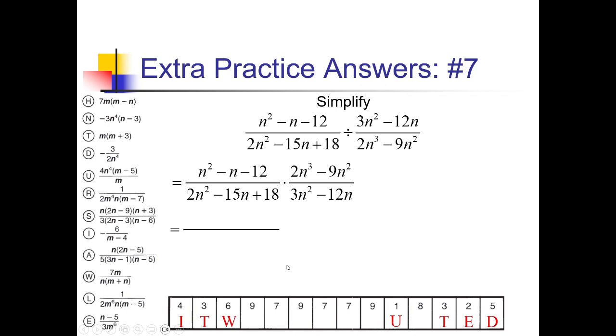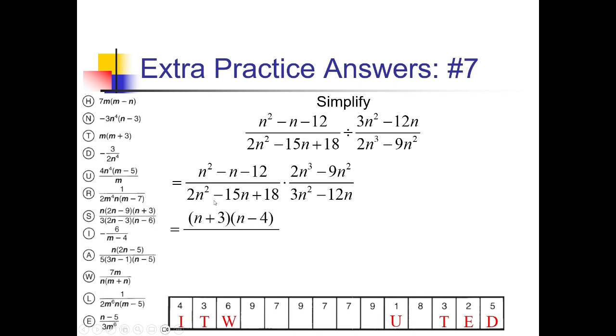In the upper left, I need factors of negative 12 that add up to negative 1. 1 and 12 doesn't work. 2 and 6 doesn't work. 3 and 4 works if I have positive 3 and negative 4. So n plus 3, n minus 4.